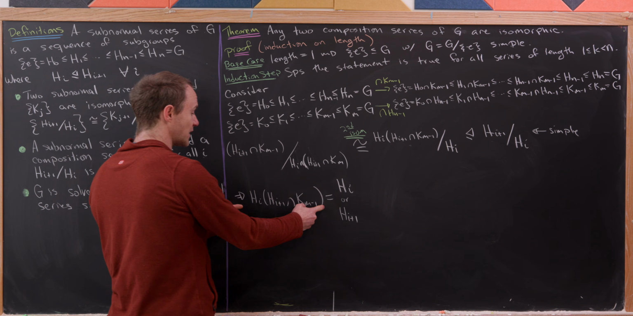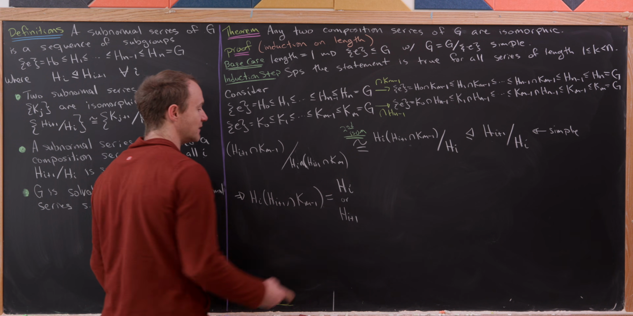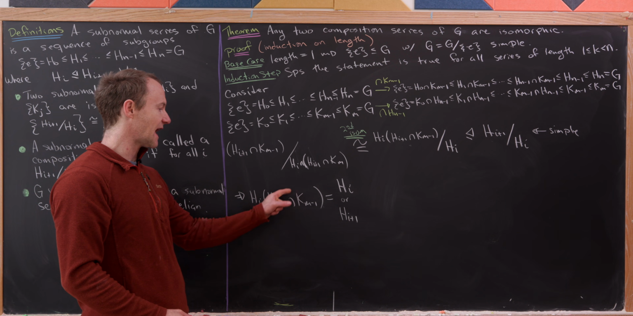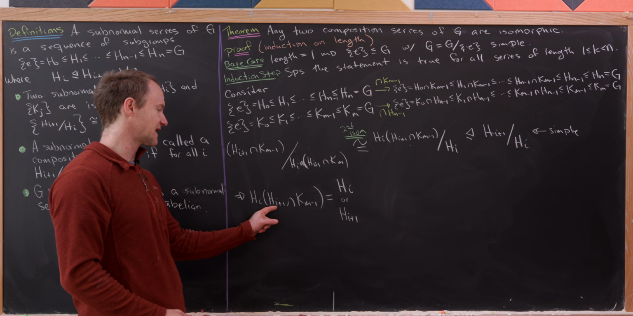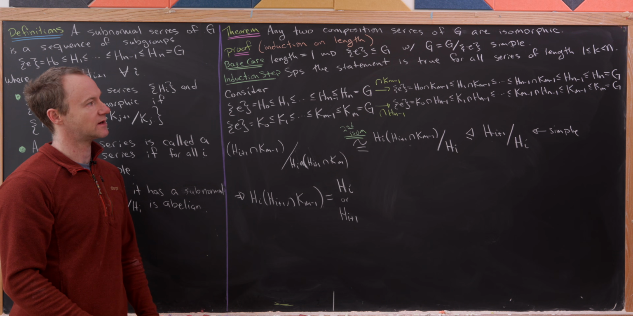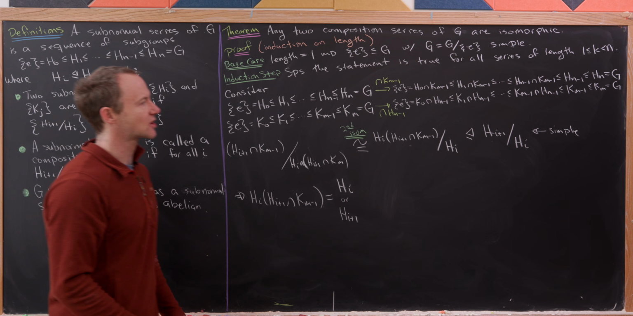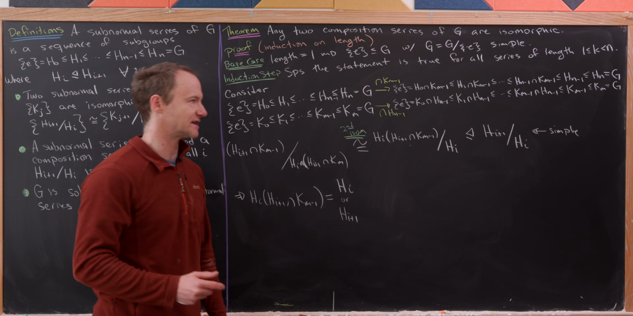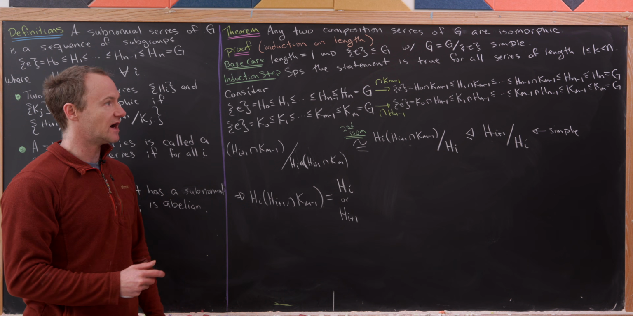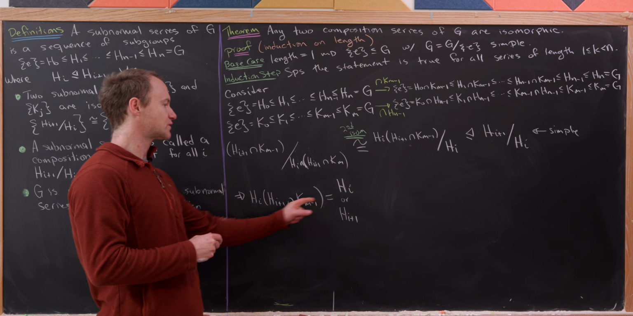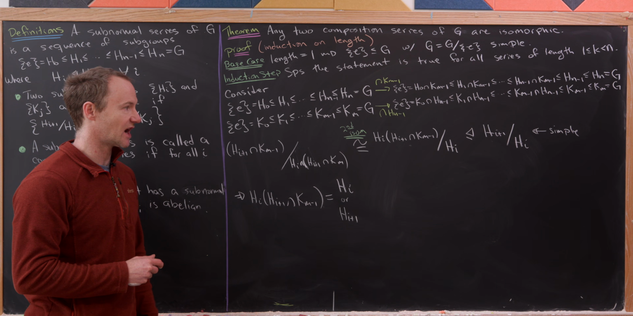So if every one of these is equal to Hi+1, then that means that Km-1 intersected with Hi+1 must be equal to Hi+1. But that's going to only occur when Km-1 is exactly equal to Hn-1, and thus we could have just applied induction from the beginning. So that means at least one of these is equal to this Hi.